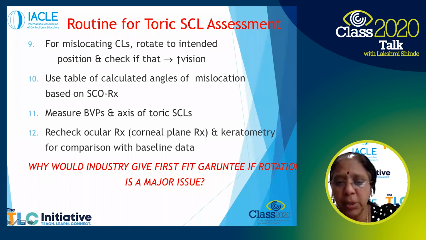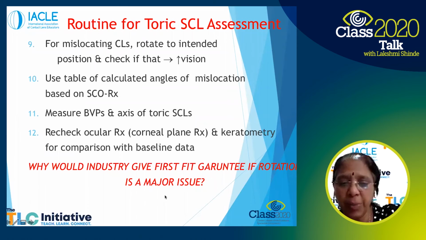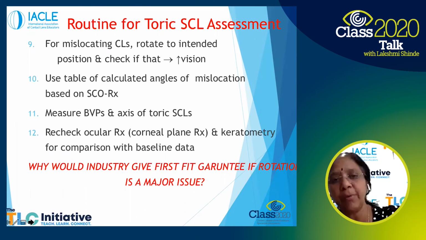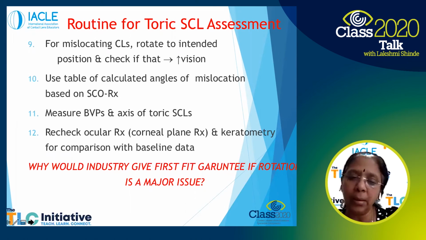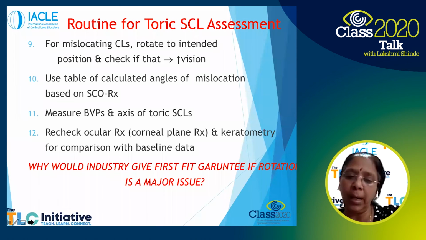And this is something that comes from the industry point of view, where they do give a first fit guarantee. Many of the corporates do give that, in the sense that they say, we don't see much rotation, so we really give a first fit guarantee. If the prescription and everything is absolutely fine, then we know that the lenses really don't rotate, except for very few cases. And if it does rotate, they take it back and replace it with the axis correction.